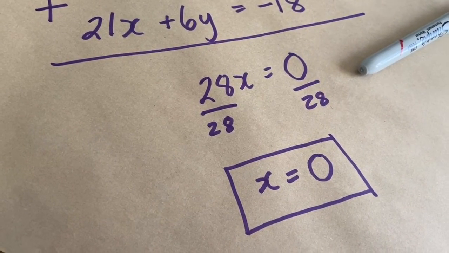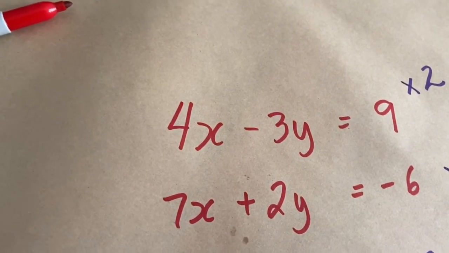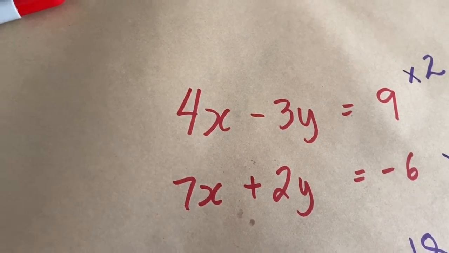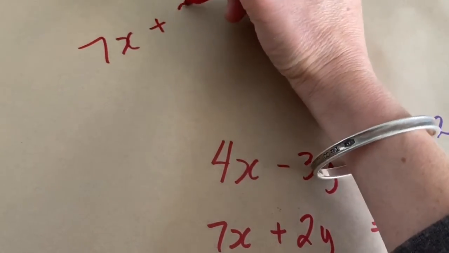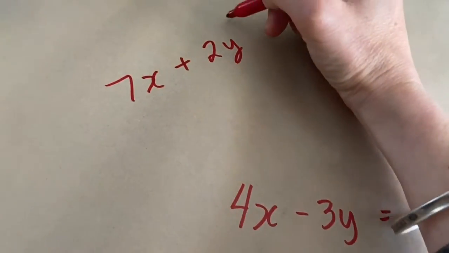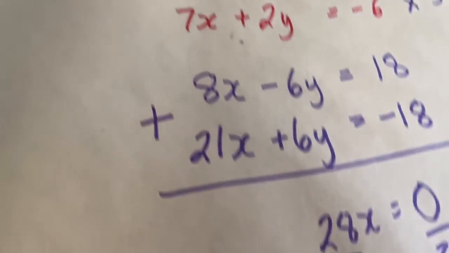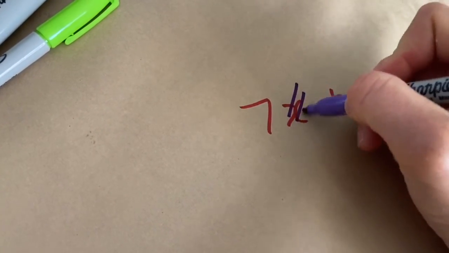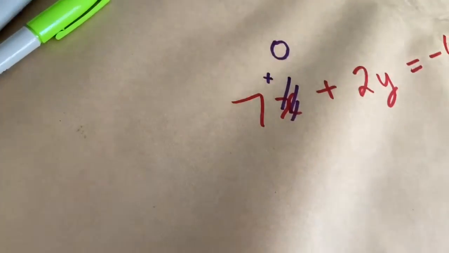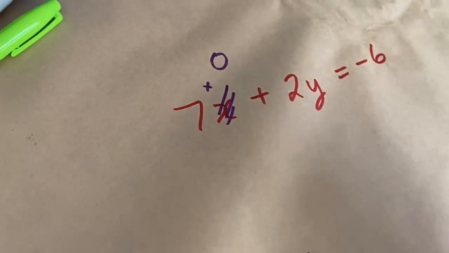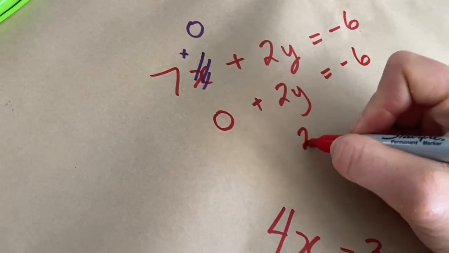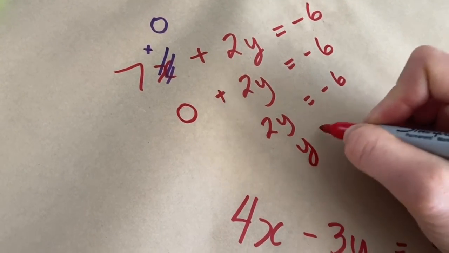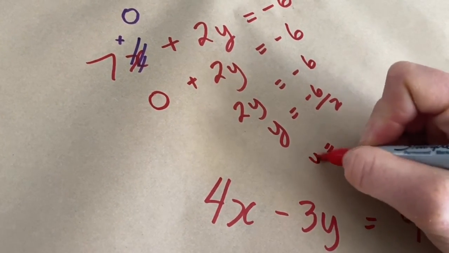To find the y, I need to take my x is equal to 0 and put it into one of my original equations. It doesn't matter which one. Let's just pick the second one. So I've got 7x plus 2y is equal to negative 6. And I know from my work from before that x is equal to 0. So I'm going to cross off this x and I'm going to put a 0 here. And remember, since they're right next to each other, I'm multiplying. 7 times 0 is just 0. So I have 0 plus 2y is equal to negative 6. That just means I have 2y is equal to negative 6. And that means y is equal to negative 6 divided by 2. Y is equal to negative 3.